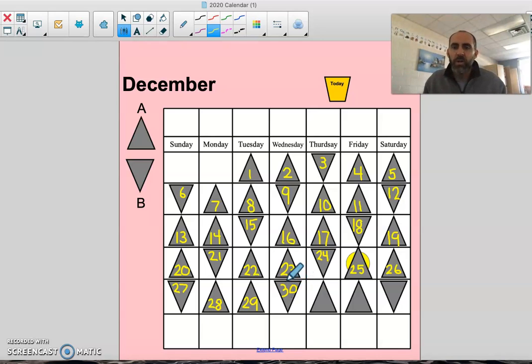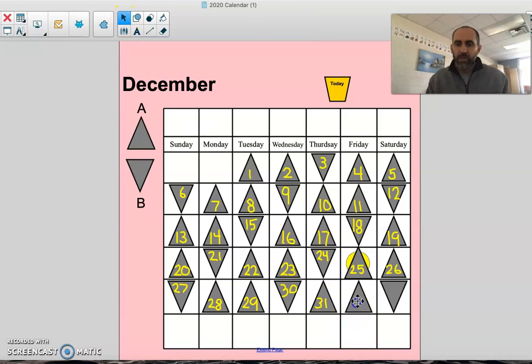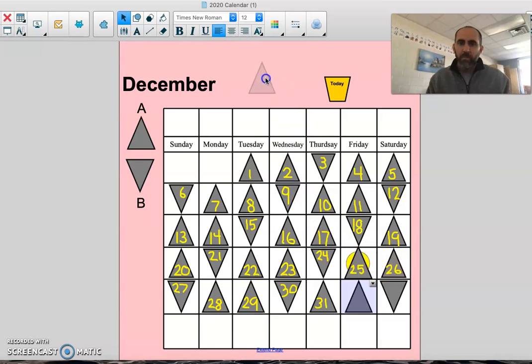And then there's one more day in December. After 30 comes 31. So I'm going to write a 31, which is a 3 and a 1. So like I said a few minutes earlier, 31 was the last day of December. There were 31 days in December. So I can get rid of these other triangles here. We don't need them. So let me pull this one out and get rid of it.